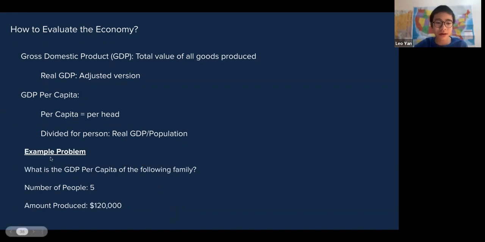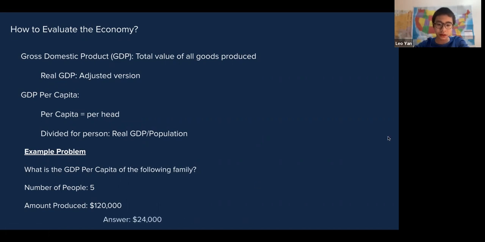Okay, so here's just an example problem. What is the GDP per capita of the following family? Number of people, 5. Amount produced, 120,000. So GDP, gross domestic product per capita. I will just give a minute to answer in the chat. Okay, so that was a minute. So I will get into the answer.